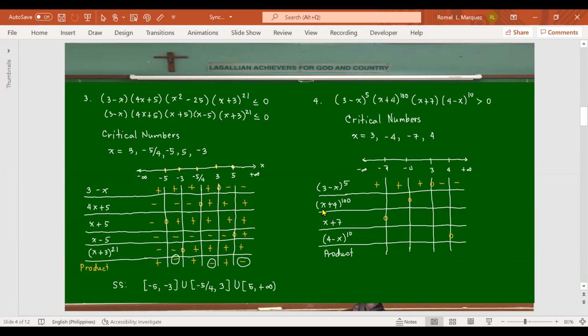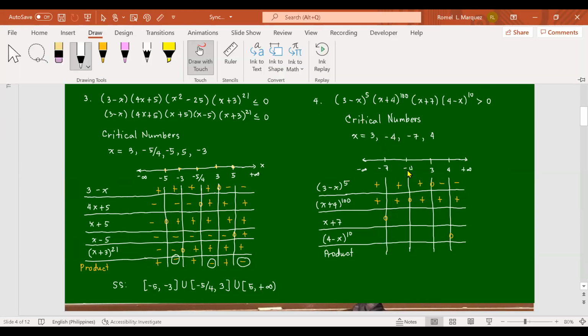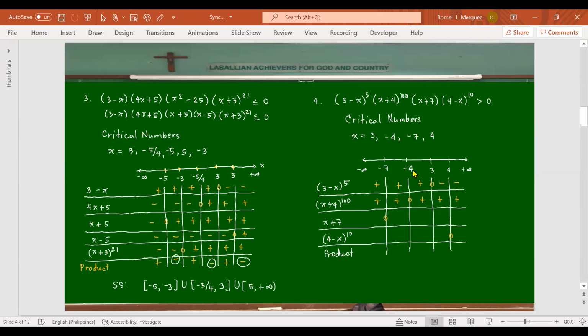So positive, the coefficient raised to 100. What is to the right? Positive. To the left? Negative. Positive. I forgot already. If even exponent, everything is positive except at -4. Okay, children? Yes, sir. But you are forgetting. What about x plus 7? To the right, negative or positive?